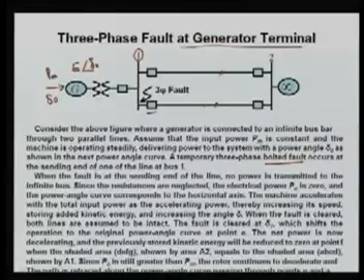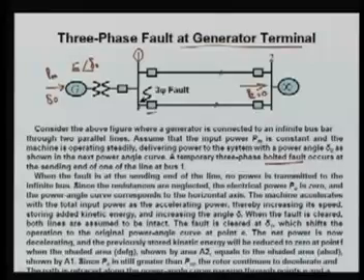When the fault is at the sending end of the line, no power is transmitted to the infinite bus. If the bus fault is here, what will happen? There will be no power flowing to the infinite bus. So your PE in that case will be 0.